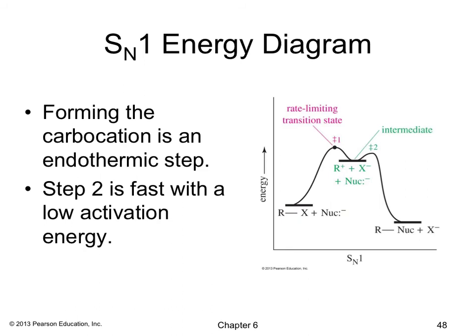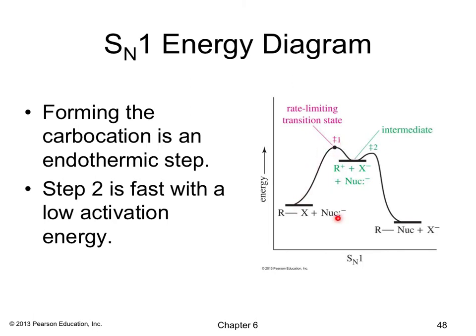The SN1 energy diagram has three energy states. One in which you start off with RX plus nucleophile. Here's your intermediate, right? You form your carbocation. And then your product, in which you've now done the switch. So there are two steps, right? The first step is carbocation formation.